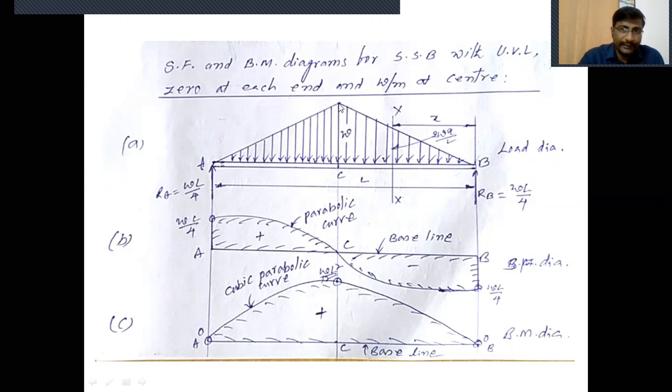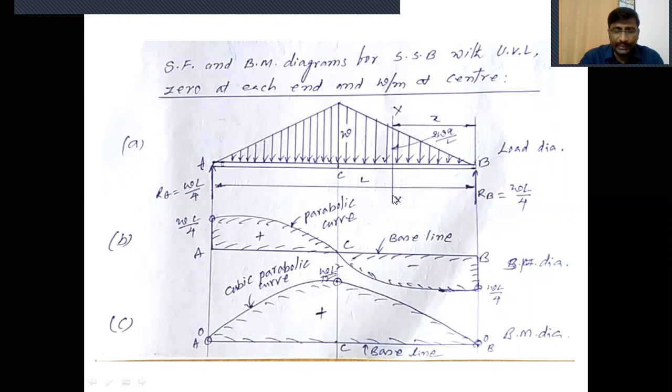Here, if the load intensity were increasing gradually up to A, then we could take the XX section between A and B. But it is increasing between B and C, and then decreasing towards point A. That's why you have to take the XX section at two different portions, between B and C and then between A and C. First of all, taking the XX section at a distance of x, what is the shear force equation here?